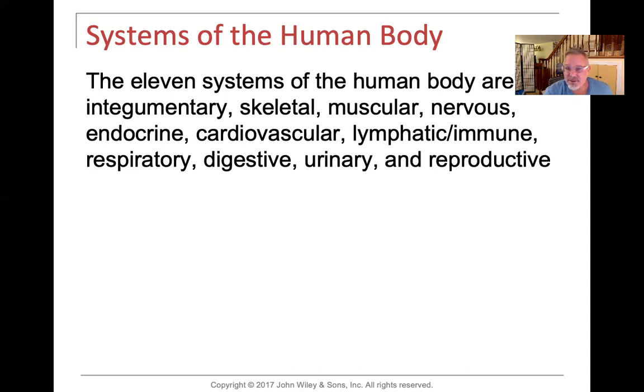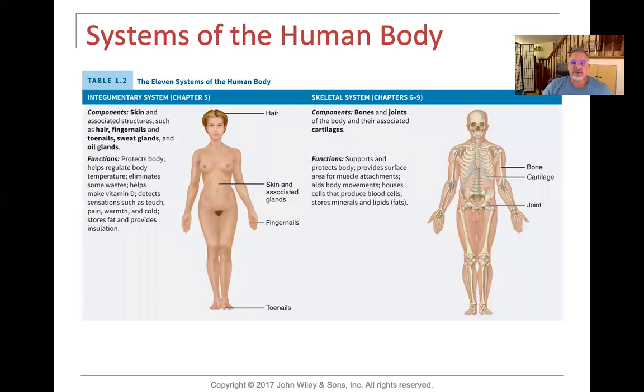The cardiovascular system, heart and blood vessels, the lymphatic and immune system, really important, the respiratory system, digestive system, urinary system, and the reproductive system. So let's take a look at these systems and give you a little bit more of a basic understanding of this. When we talk about the integumentary system, we're talking about the skin, the hair, the fingernails, toenails, sweat glands, oil glands.